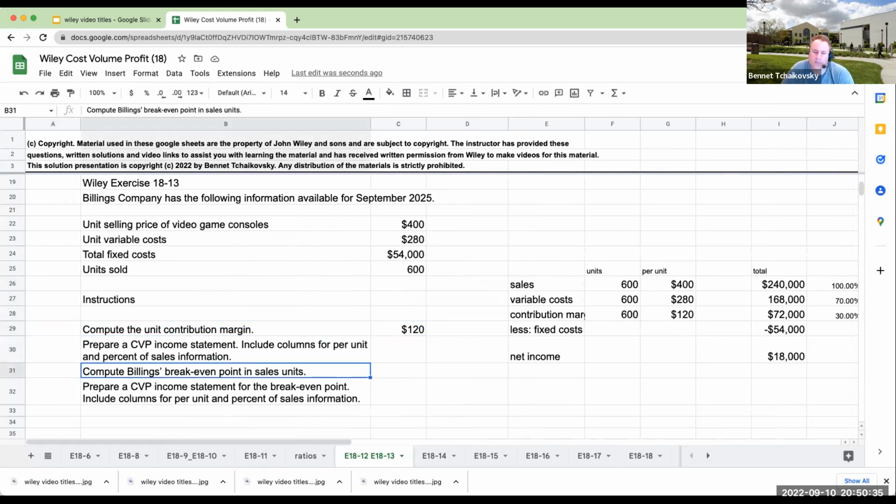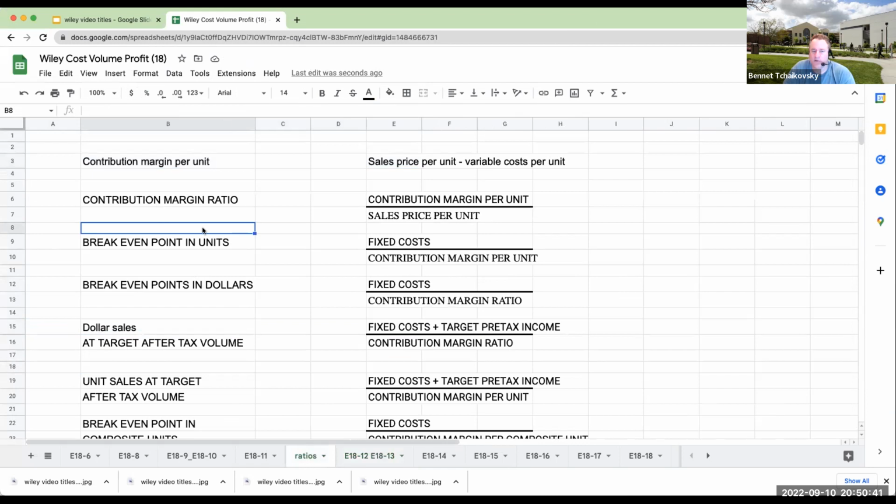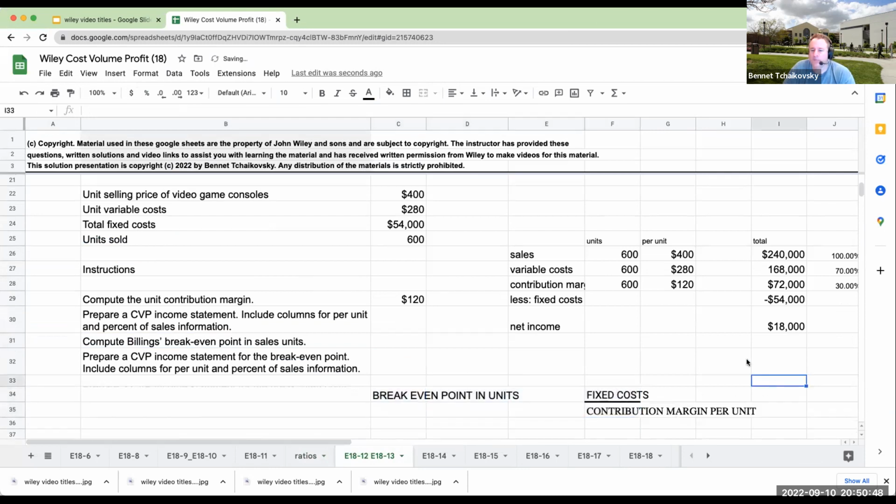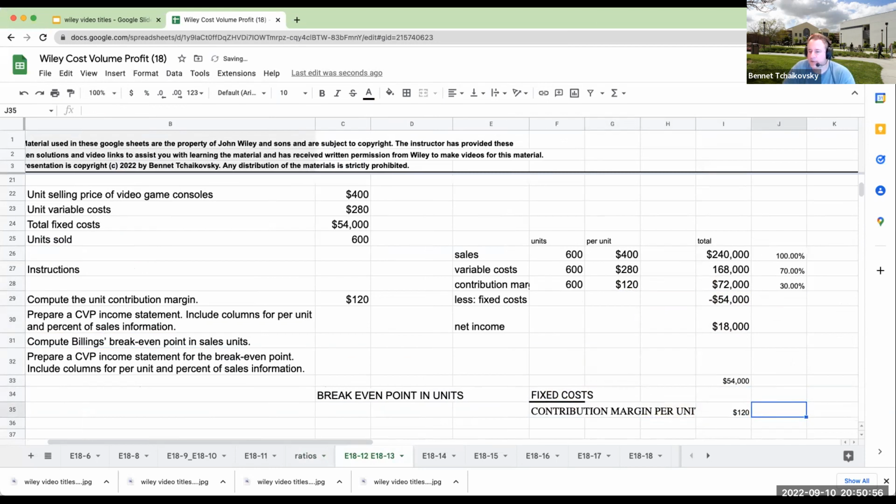Okay. And now compute Billings' break-even point in sales units. So my break-even point in units is going to be my fixed costs, which are 54,000, divided by my contribution margin per unit, which is 120. So we've got 54,000 divided by 120, or 450.